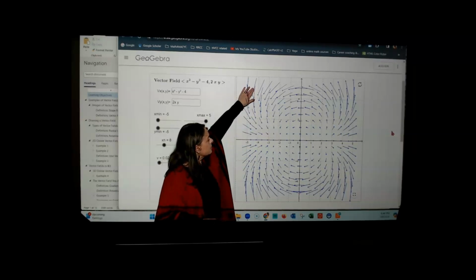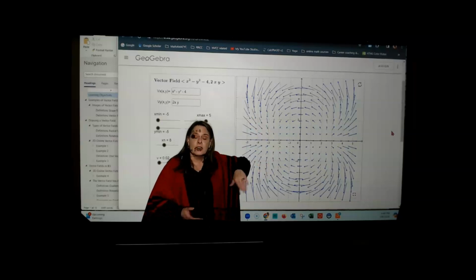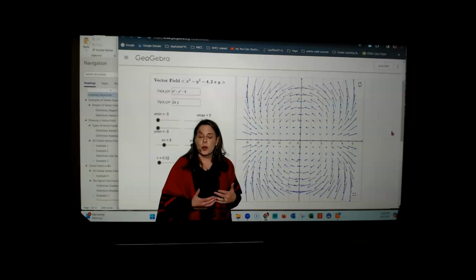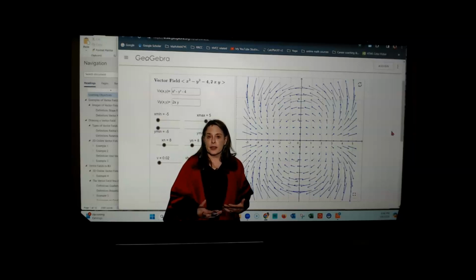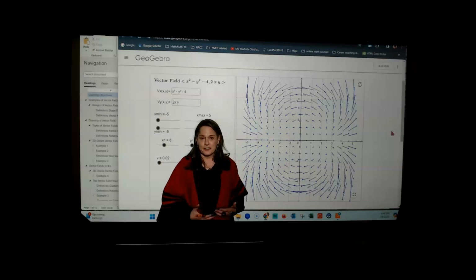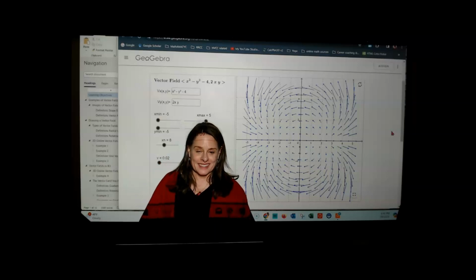So that you can, by tracing your finger along the direction of the vectors, get a sense of the flow of whatever this is describing, whether it's air flowing around a car, lava flowing around a rock on the surface, or some other representation. Let me share my screen and we'll get started.